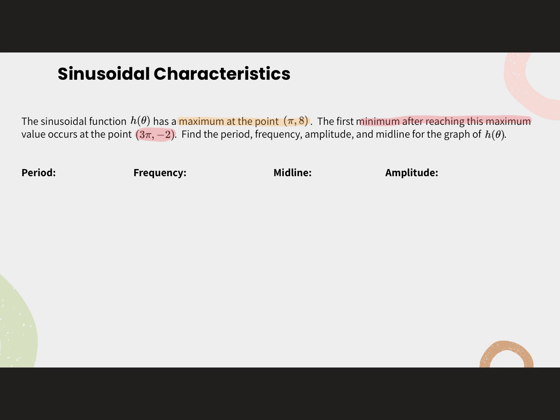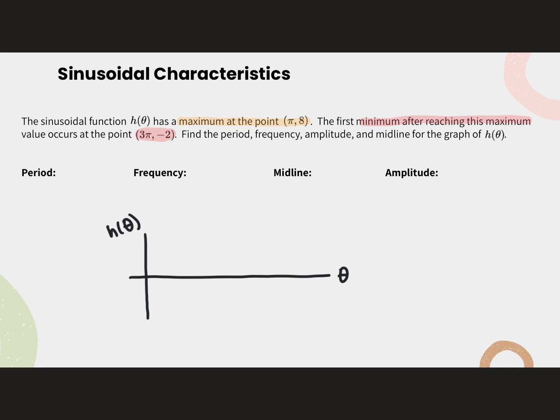I think the best way to find these features is to draw a quick sketch. So I'm going to draw my axes here, where my input is that angle in radians, and my output is going to be one of my ratios. It doesn't tell me whether it's sine or cosine, so I'm just going to call it h of theta.